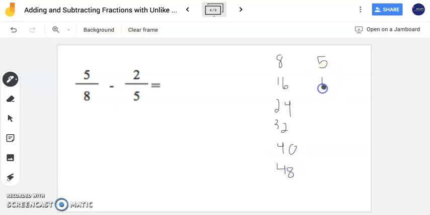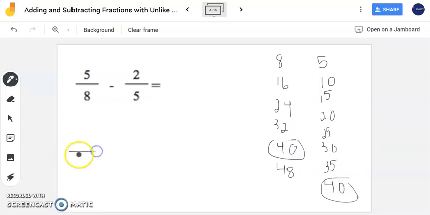Now I have 5, 10, 15, 20, 25. Now notice I'm not stopping because I haven't found a number that's also in this column. 25, 30, 35, and 40. So I'm going to stop here. And of course, if you continue on, you'll still find other common multiples, but we want the least common multiple here. So we have 40 and 40 in both columns. So that's going to become my denominator.